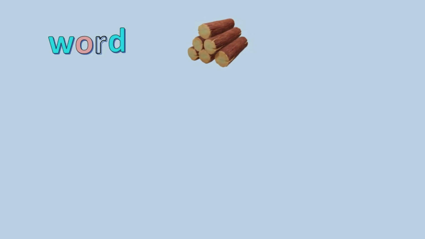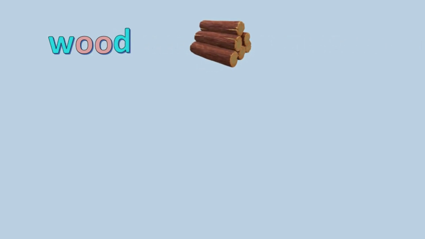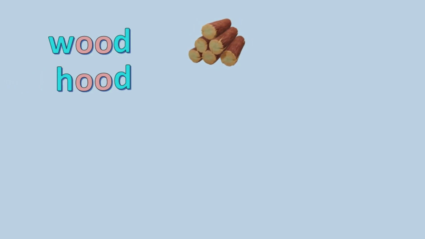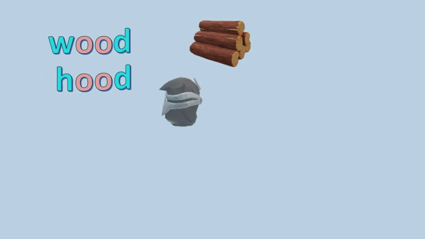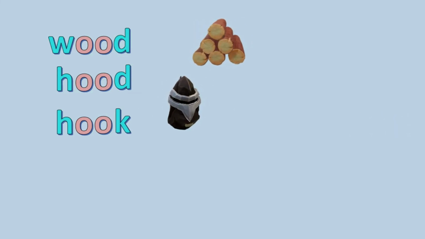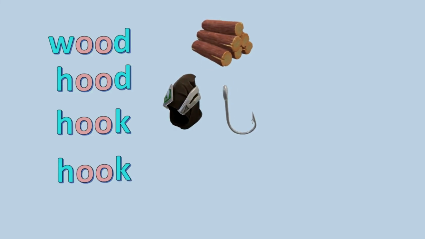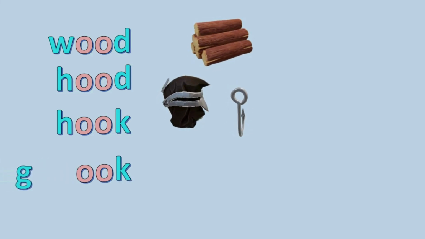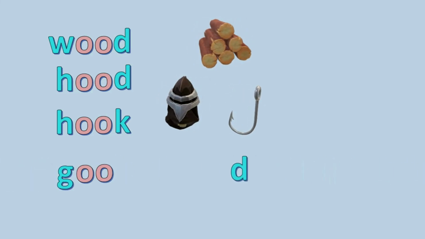But that's not the way we spell wood. Wood is spelled with two O's, like this. If we switch the W for an H, the three sounds are d, and they make the word hood. Now switch the D for a K, and the word is hook. Finally, switch the H for a G and the K for a D, and the word is good.